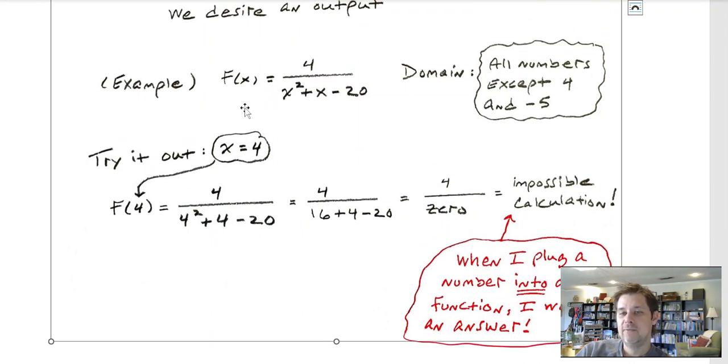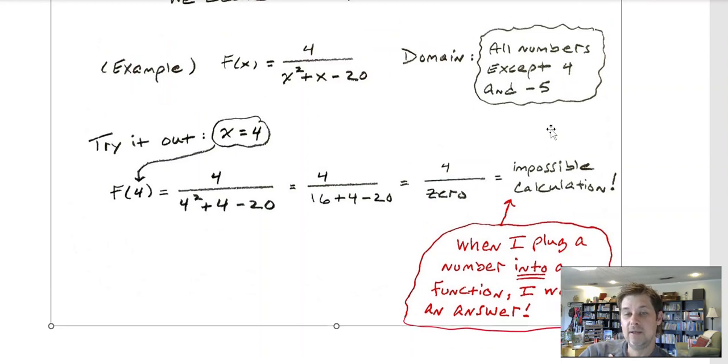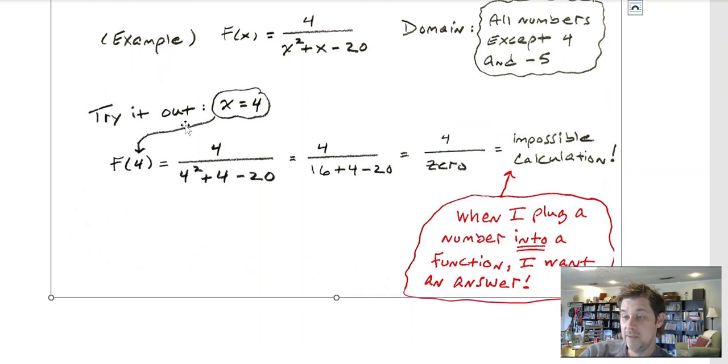So take this function, 4 divided by x squared plus x minus 20. Now suppose I just tell you that the domain of this function is every number except 4 and negative 5. Okay? That means that you can plug in any number to this function except those two without any problem. And if I do plug in these two, then I won't get an answer back out. All right? And I can try it out.